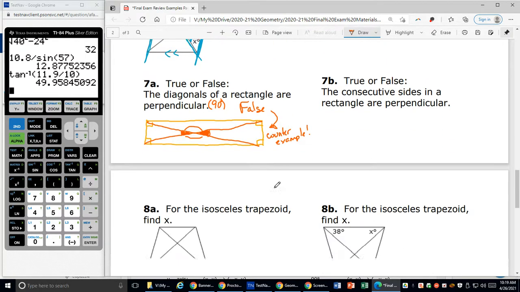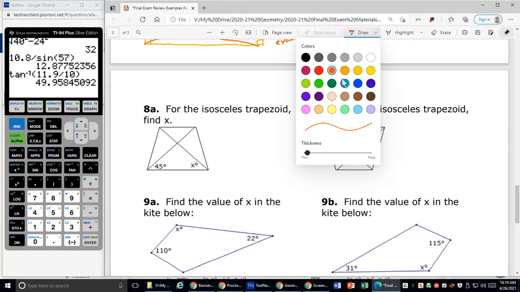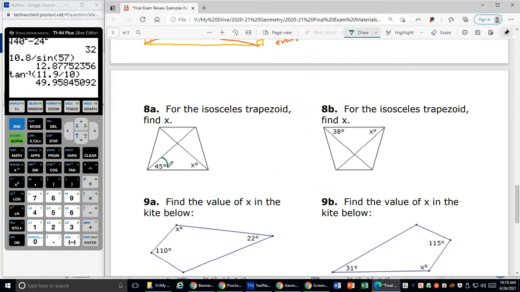Okay, let's look at 8. For the isosceles trapezoid, find x. This one is going to be a great one if you have your review when you're working, because your base angles in an isosceles trapezoid, your diagonals are congruent, and your base angles, while not divided in half, are divided into sets of equal parts. So if this angle is 45, then x is 45 degrees.